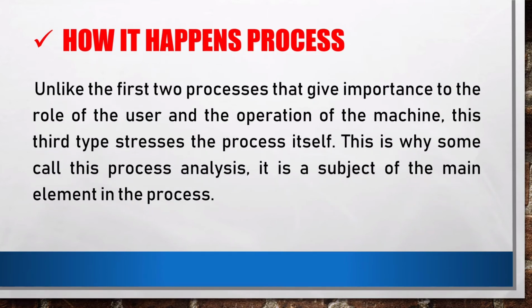The third type of process is the how it happens process. While the other types of process that we discussed a while ago give importance to the user and the operation of the machines, the how it happens process gives significance to the process itself. That is the reason why some call this process analysis.